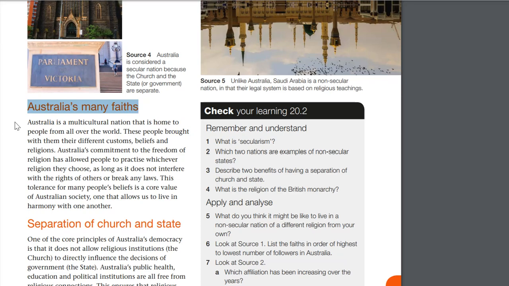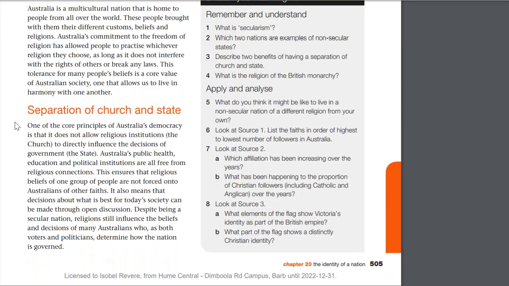So remember, that's talking about our inclusivity that we talked about in the last couple of sessions about the Australian values. We're inclusive. We believe that everyone has the right to practice their own religion. They have the freedom to practice their own religion as long as it doesn't harm themselves or others.